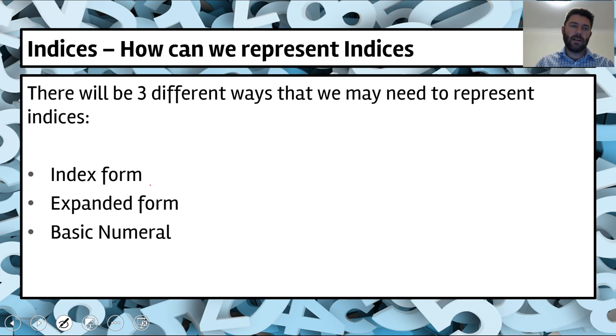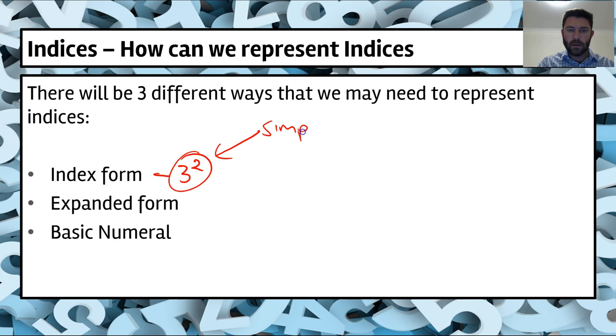Okay, there are three ways that we're going to need to represent numbers. Now, indices is just the plural of index. So when we look at index form, we talk about indices as being the plural. So how do we represent numbers in index form? Well, we just showed that. It's 3 squared. That's index form, where we have the index and the base there. What we're actually doing here is simplifying. So we'll simplify it into its simplest form.